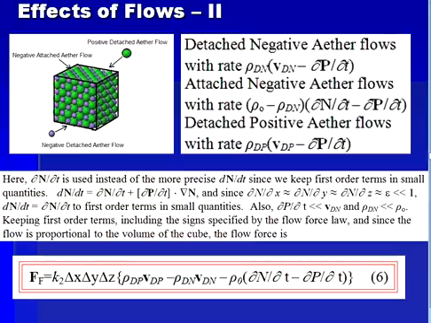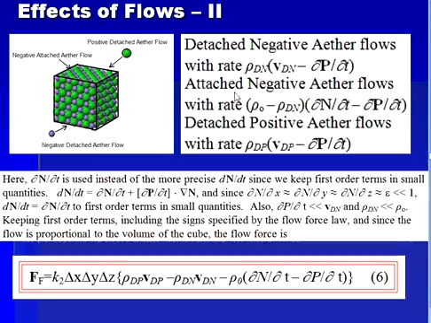Each flow rate is easily stated as the density of what is flowing multiplied by its velocity relative to the attached positive ether. For the case of the negative detached ether, the flow rate is given by rho sub dn times the quantity v sub dn minus partial p with respect to t. Here, rho sub dn is the density of the negative detached ether, while v sub dn is the velocity of the negative detached ether, and the partial derivative of p with respect to t is the velocity of the attached positive ether. This gives us the relative velocity of the flow times the density of the flow.